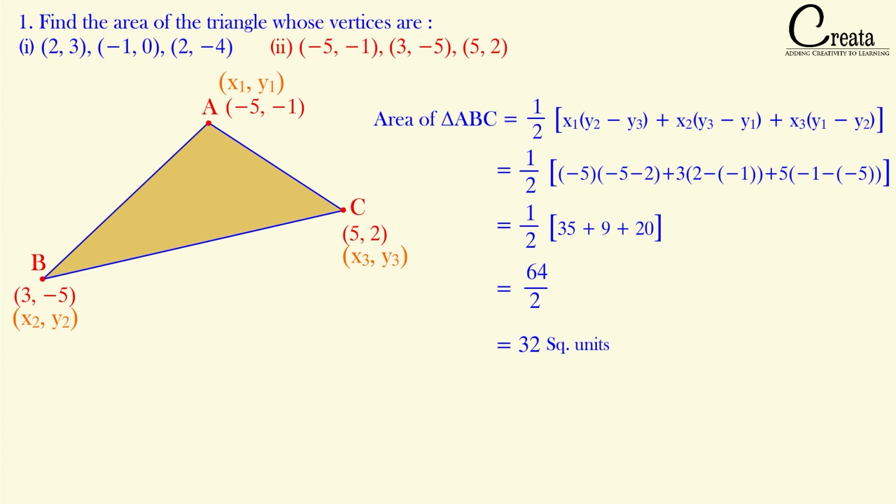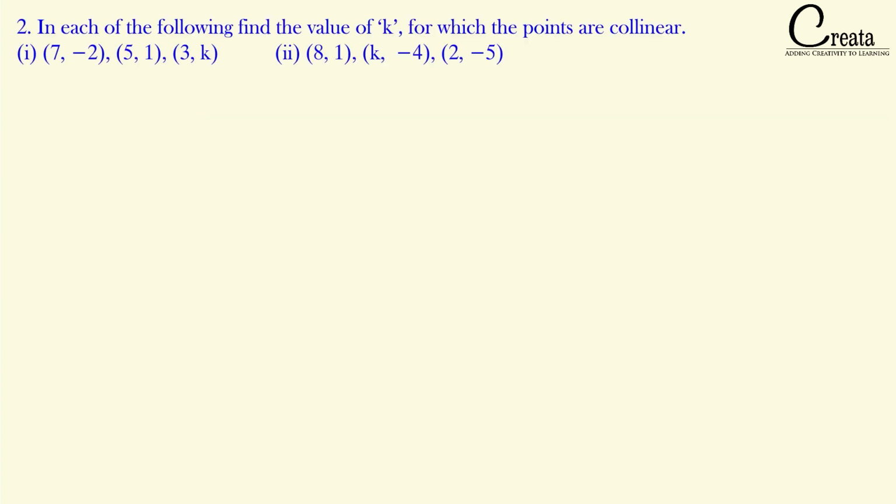Let's move to question number 2. In each of the following, find the value of k for which the points are collinear. Two parts of this question. Firstly, let's take the first part. In this question, the 3 points are given and these 3 points are collinear. Basically, these are the 3 points and these 3 points are coming on a straight line. If you draw a complete straight line, these 3 points will be on the straight line.